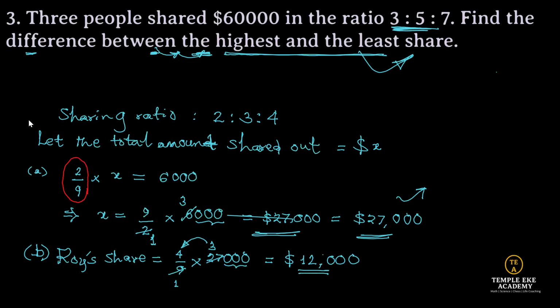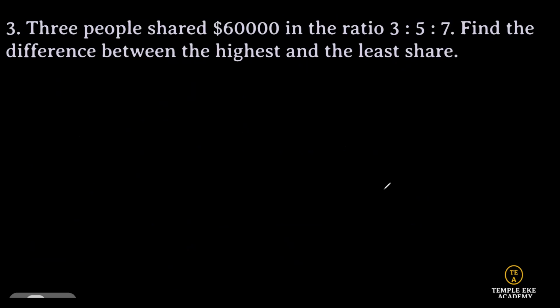Yes. And for this, we have to clear all drawings or traces. Now let's get into this. So we have 3 people share $60,000 in the ratio 2:5:7. Find the difference between the highest and the least share. Beautiful. This is a very interesting question. So let's just see the sharing ratio. Consider the sharing ratio. That's the way to go. The starting point is to consider the sharing ratio.